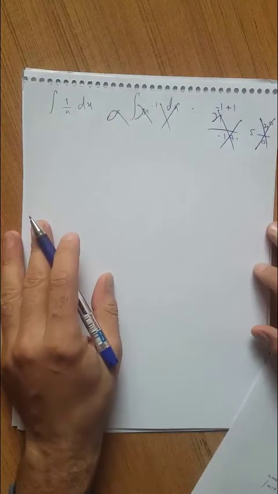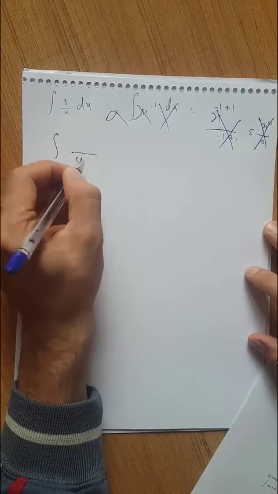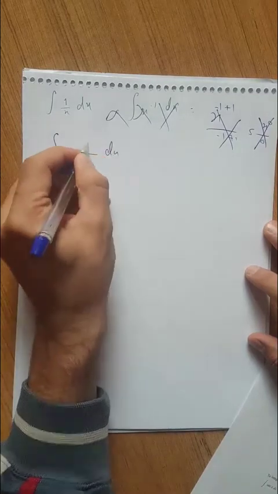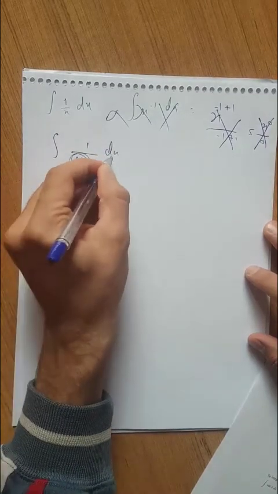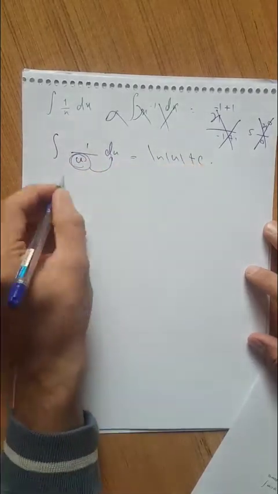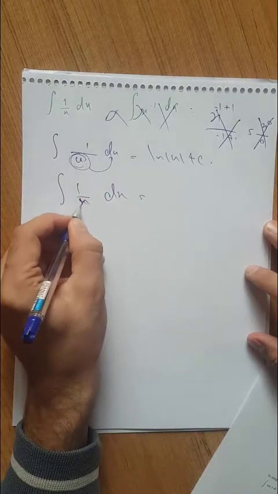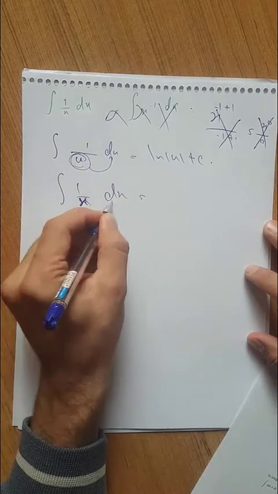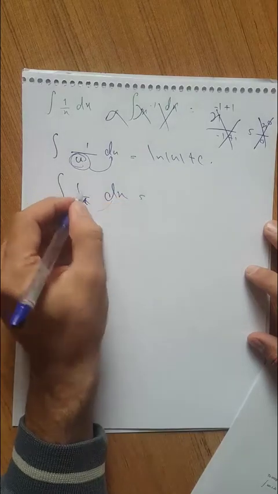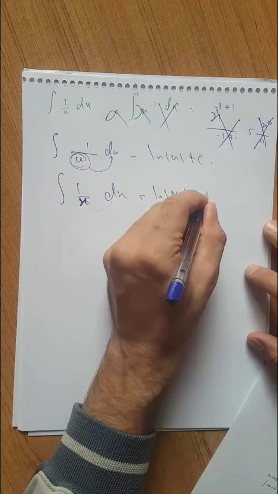So for that, we have another rule. If you have u in the denominator and du in the numerator, here's u, here's du, then you can say ln of u plus c. For example, I have 1 over x dx. The derivative of x is just 1, so I have the derivative. That's why it is equal to ln of x plus c.